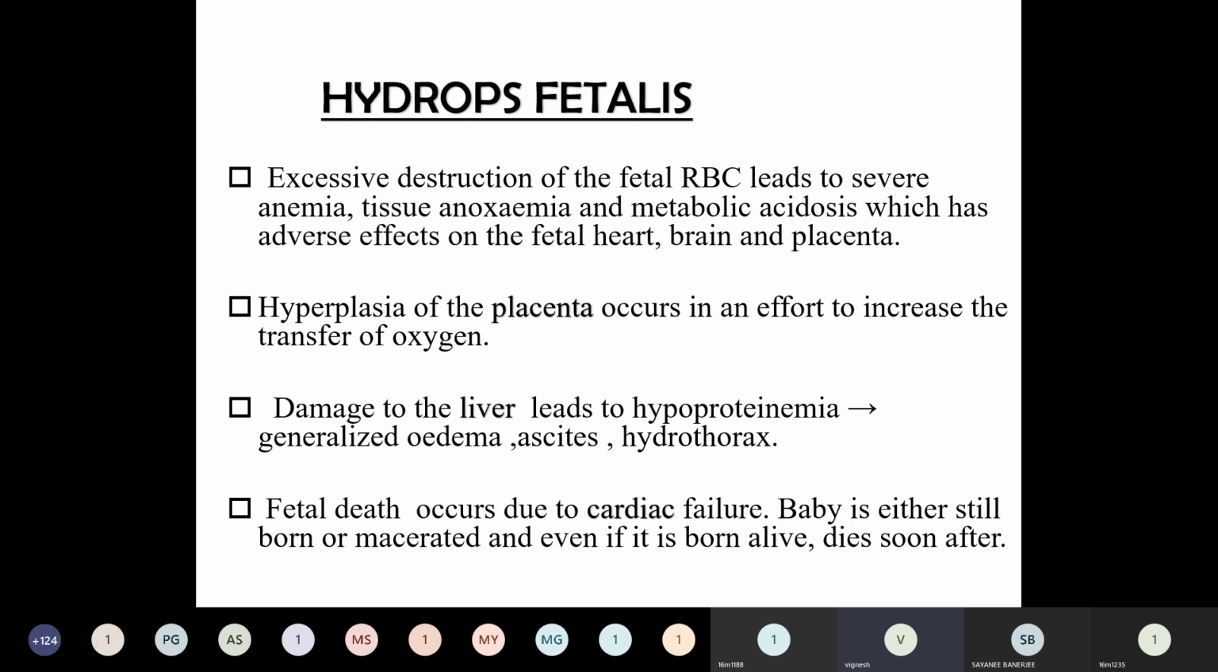There is damage to the liver, leading to hypoproteinemia. So this in turn causes generalized edema, ascites and hydrothorax. Fetal death may also occur. Either there may be a stillbirth or macerated fetus, or it is born alive and dies soon after.